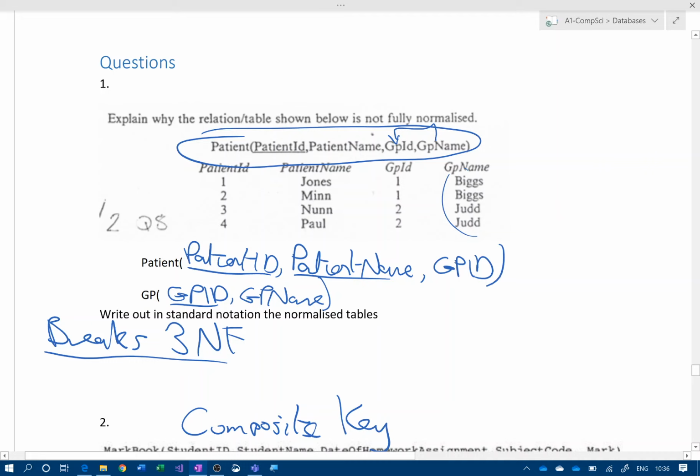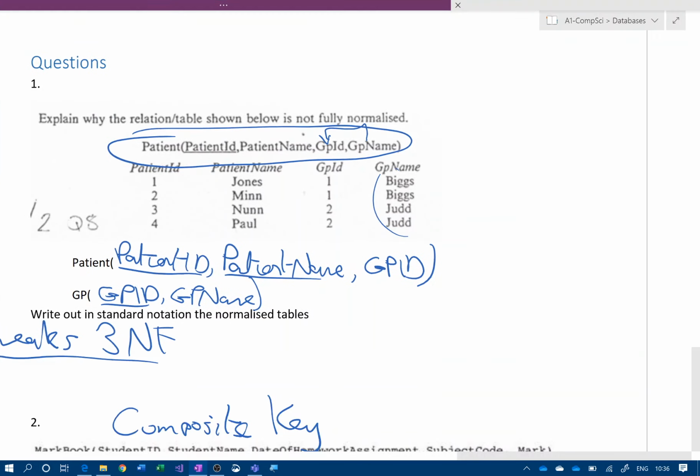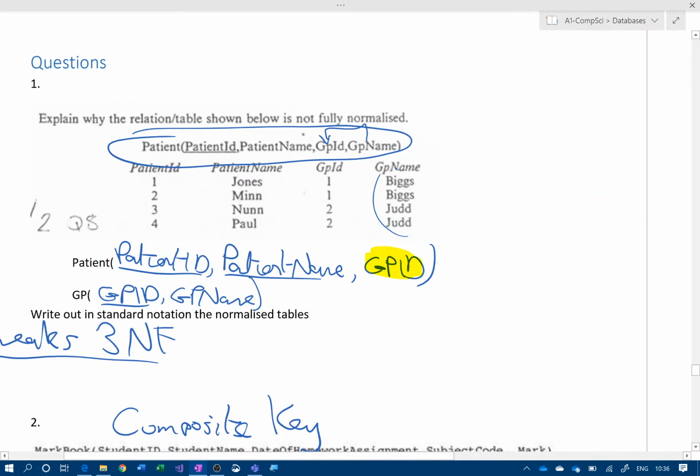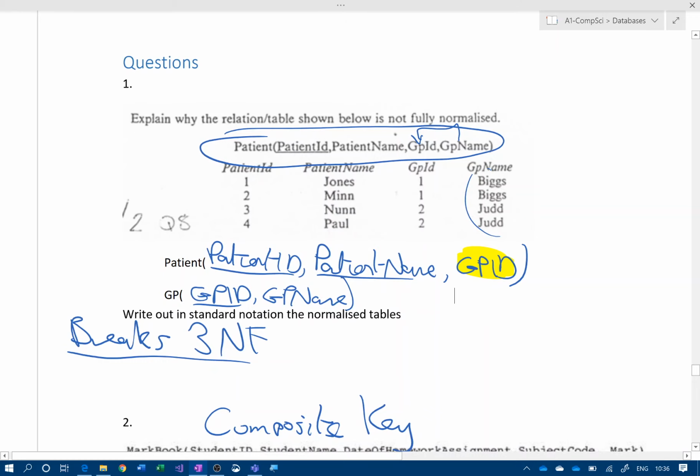A lot of students would miss out the GP ID there. So GP ID would be missed out there. So it breaks third normal form. We now have a new table called GP there.